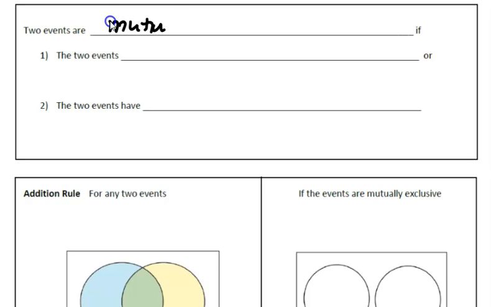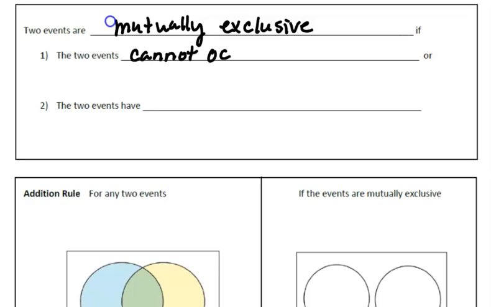Two events are mutually exclusive. Write this down here: exclusive. If the two events cannot occur at the same time, or they have no common outcomes.